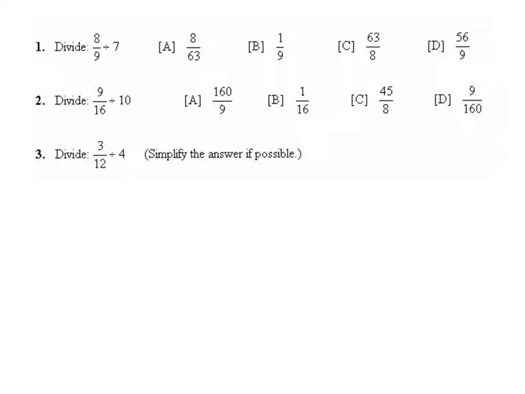In this video, I'm going to show some examples of dividing fractions by whole numbers. Remember that when we are dividing, we are really multiplying by the reciprocal. So if I want to divide 8/9 by 7, I'm taking 8/9 and multiplying it by the reciprocal of 7, which is 1/7. And then I can just multiply the numerators and the denominators and simplify. In this case, I'm already in simplest form, 8/63.